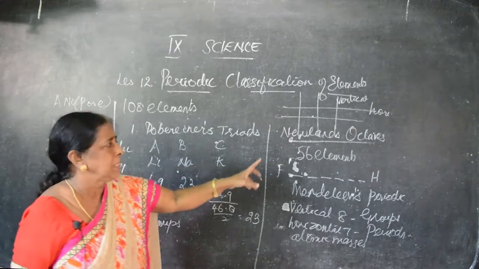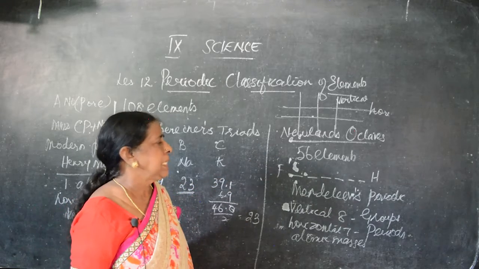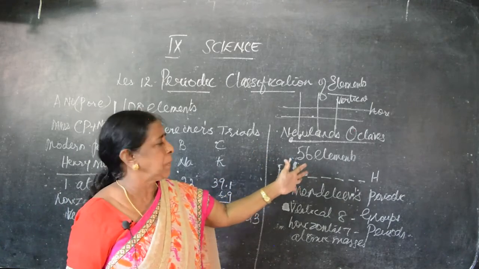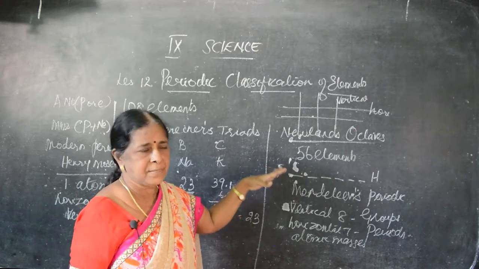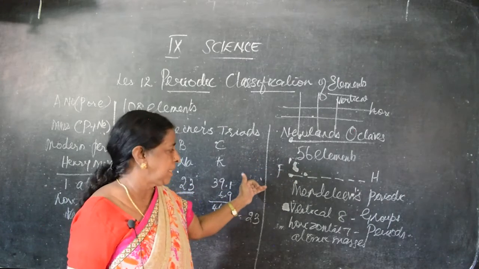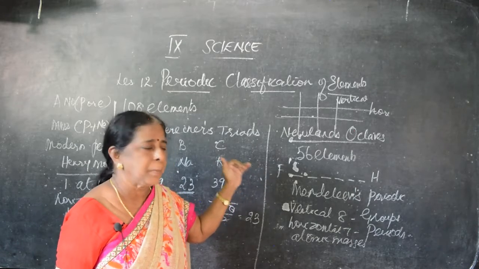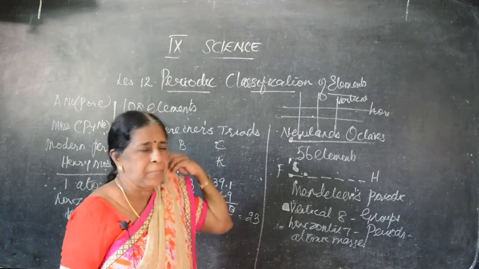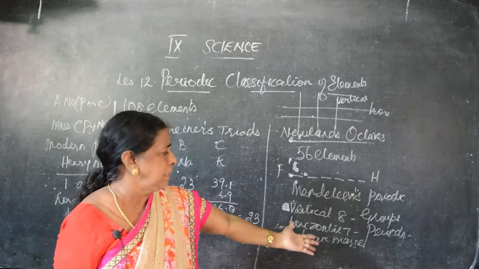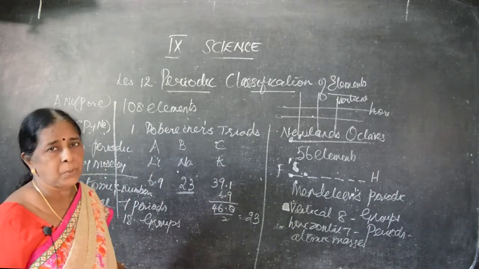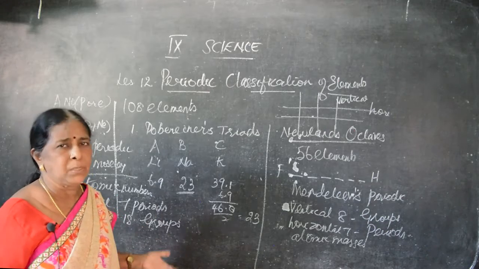Then who came forward? Newlands' octaves. He arranged 56 elements. It's a musical concept and there are also some defects. It's avoided. Then Mendeleev, he arranged the elements according to the atomic masses. He made the groups and periods. According to Mendeleev's periodic table, 8 groups and 7 periods are there. Then too it is not satisfactory.